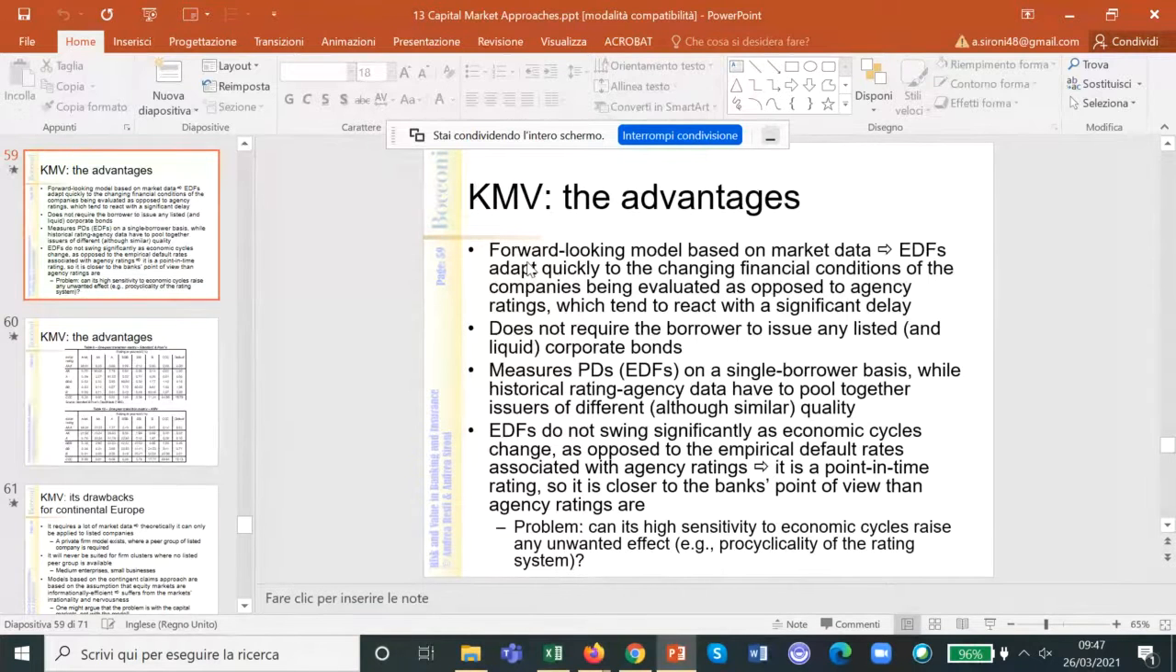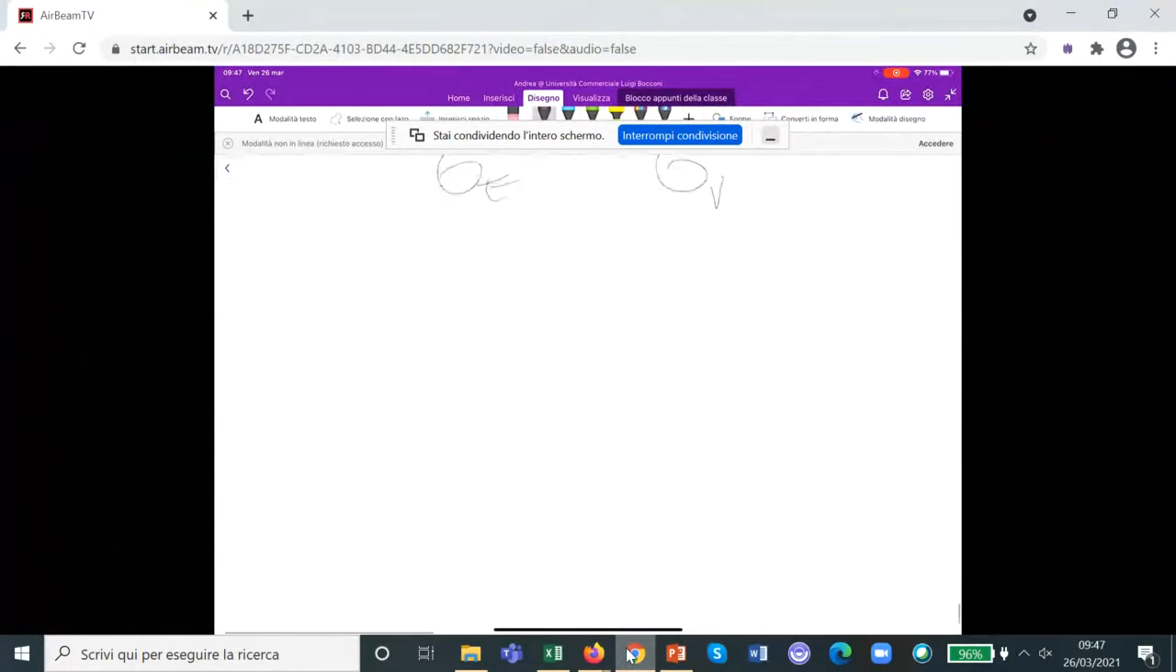Now, to give you an idea, when we talk about ratings, we have two main types of ratings. One is the so-called through the cycle ratings.